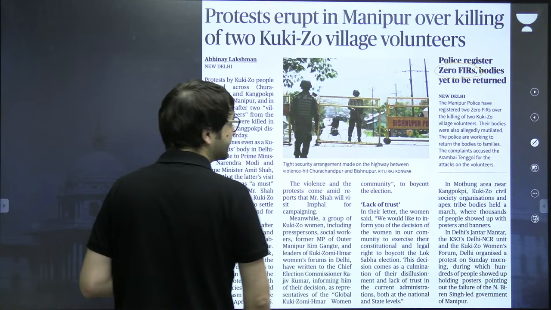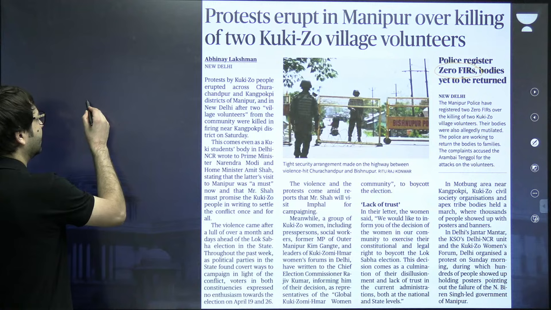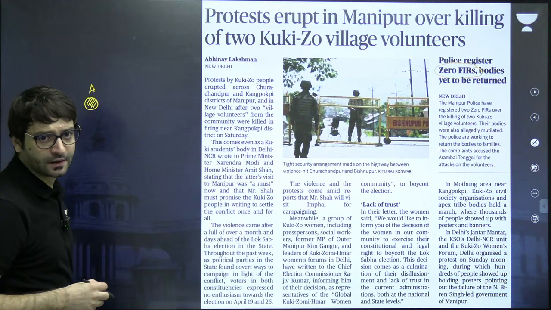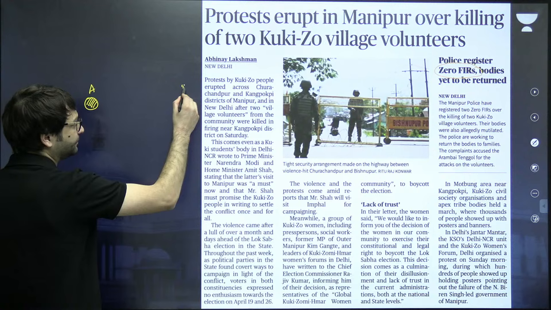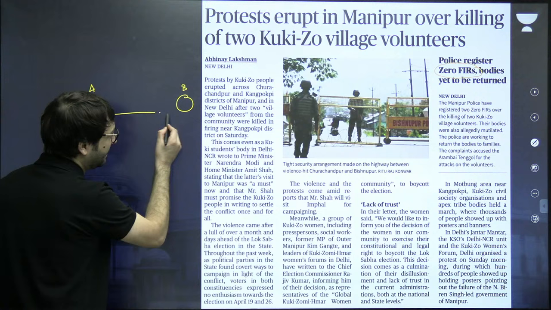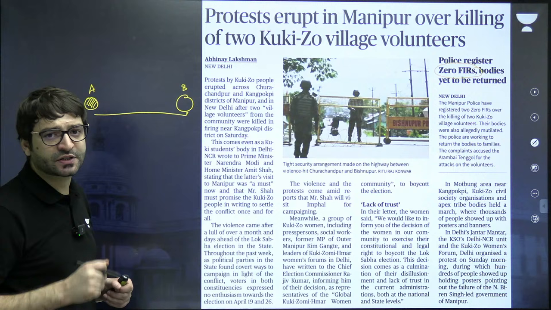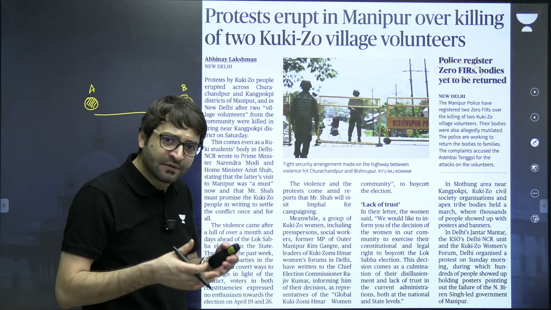Listen to me carefully. There's a woman who is molested or raped at this place A. Clear? But she is from a place B. After she is unfortunately raped, she goes back to her place B and she wants to register the FIR, the first information report. The police station here will not register it. Why? Because the police will say, this is not under our jurisdiction.